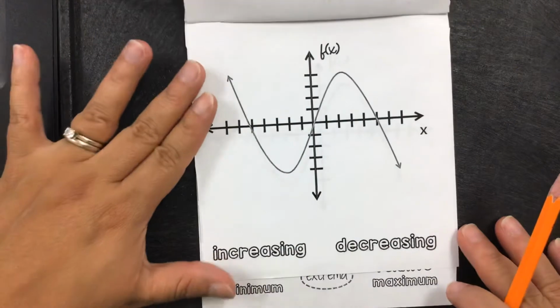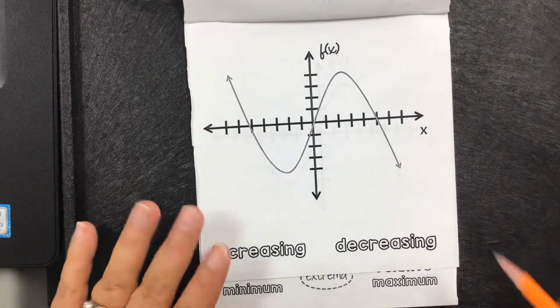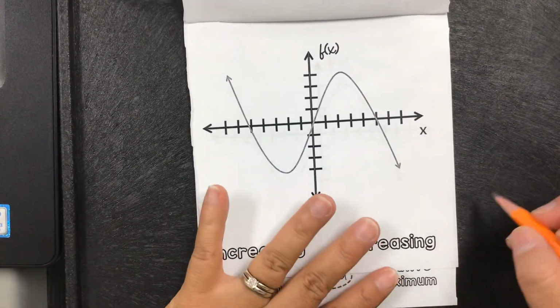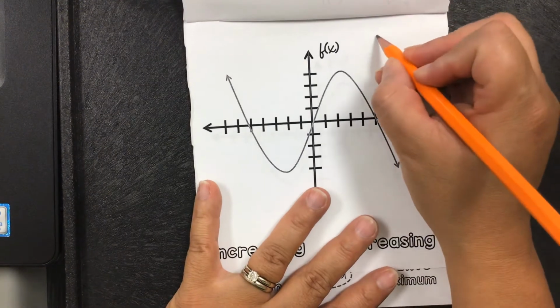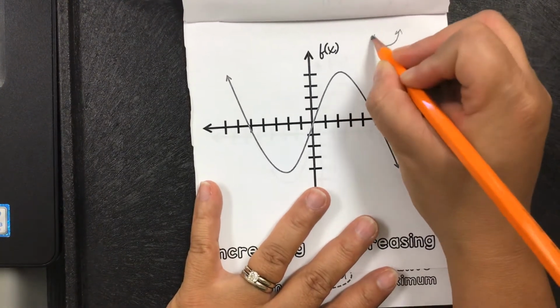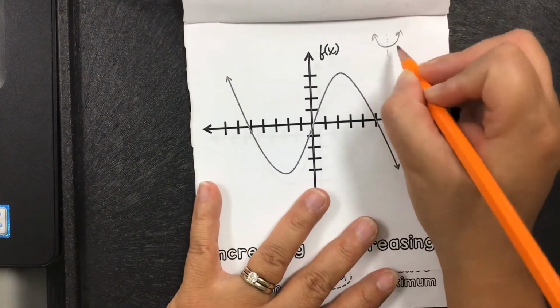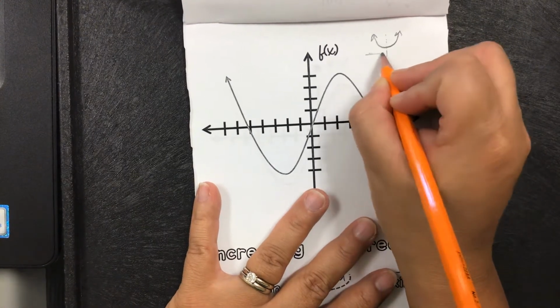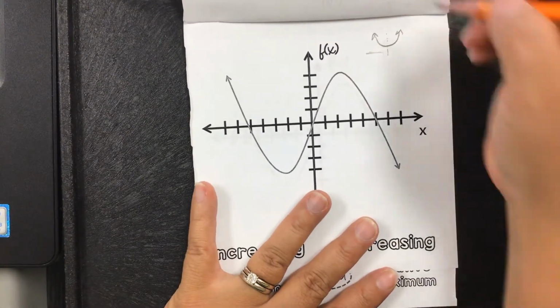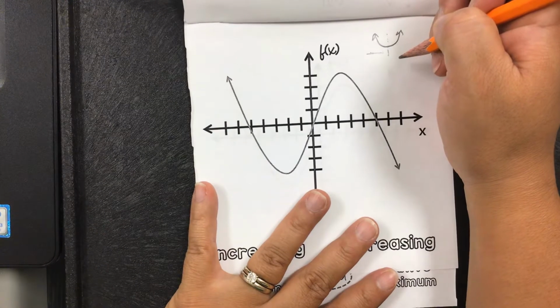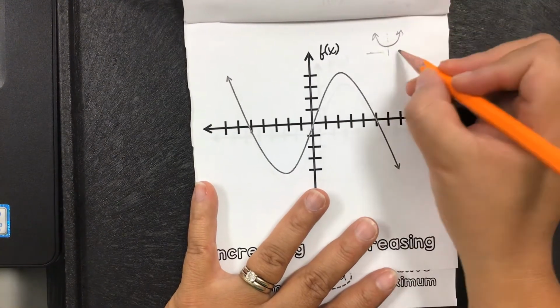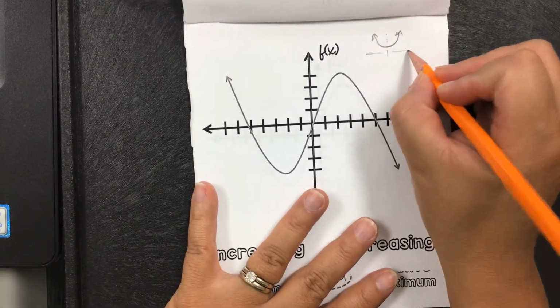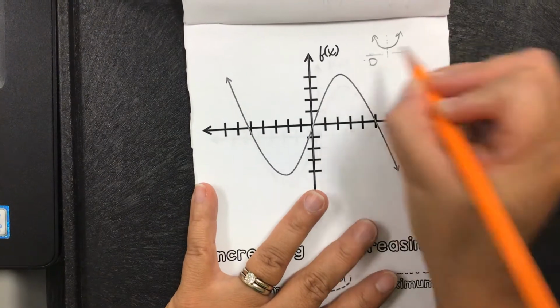Increasing and decreasing. For our examples, they're always going to have two general ideas. So I'm going to do a parabola that's facing up. From here to here, it's decreasing because it looks like it's going down. And then from here to here, it looks like it's increasing. I'm just going to put D and I.